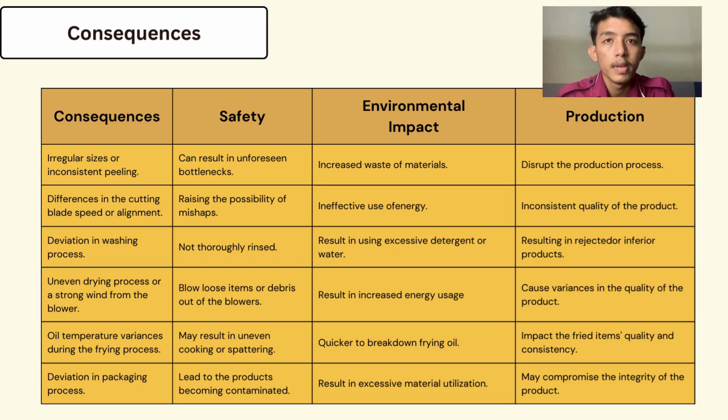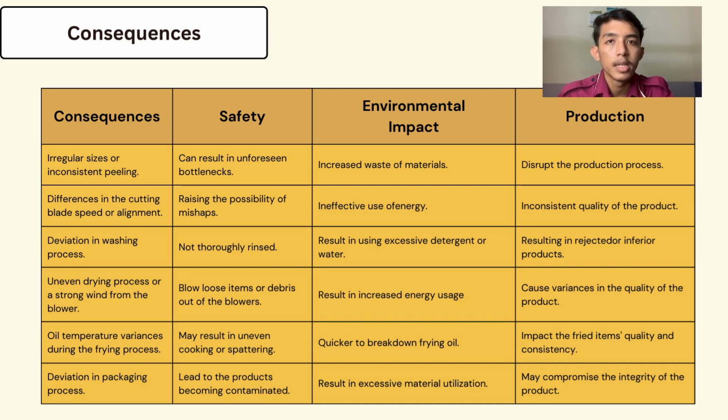Next deviation, which is uneven drying process or strong wind from the blower. For the safety consequences, blowing loose items or debris out of the blowers. Next, for the environmental impact, result in increased energy usage. And for the production, cause variance in the quality of the product.